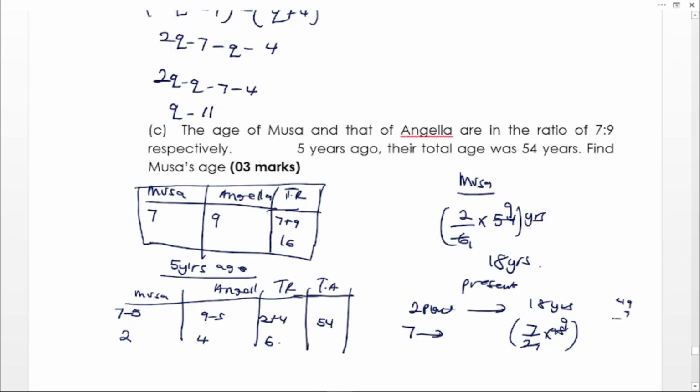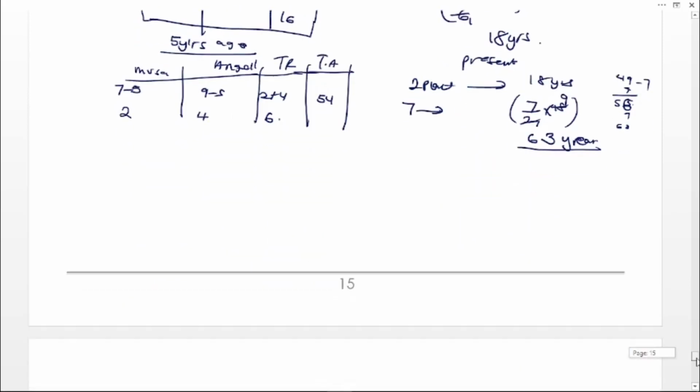Then we add on a 7. This is 53. We add on a 7, which is 7, 8. Now this is 60. 7 by 9, 7 by 7, then 7 by 8, that is this one. 49, 50, 56, then 63, right? Yeah. So now Musa is 63 years.